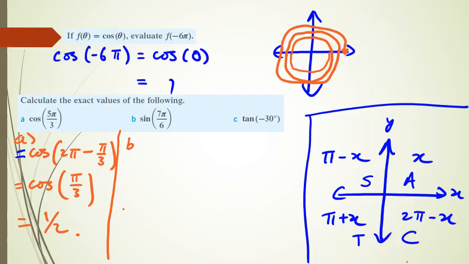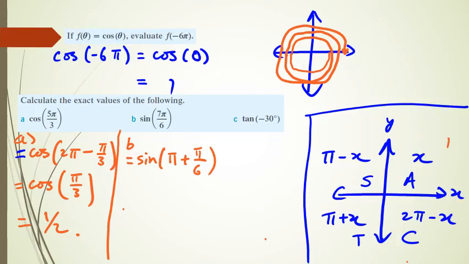Alright, sine of 7 pi over 6. Let's try this again. Is that closest to 1 or 2? 7 over 6. 1? Alright. So let's firstly write the pi. Is it more than 1 or less than 1? More. And what's the fraction on the bottom? 6. Alright, so which region are we in? 1, 2, 3, or 4? Which quadrant, sorry?